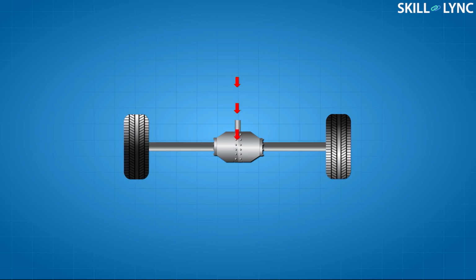It helps in speed reduction and it also turns the direction of power flow by 90 degrees. That's the working of an open differential. But the open differential has its own disadvantage. It supplies an equal amount of torque to both the drive wheels. This can be a huge problem in a few conditions.